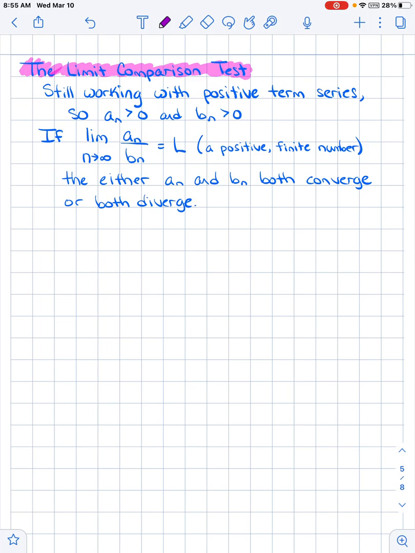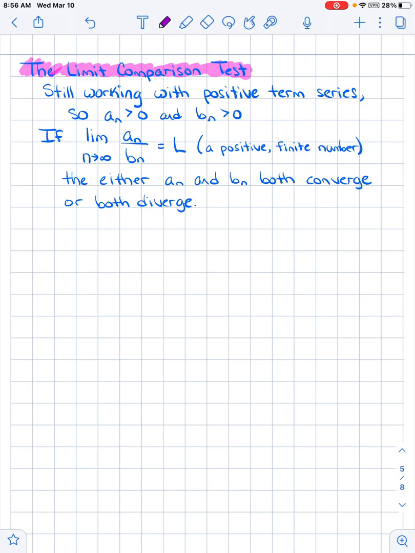Okay, our last test for positive series, this one's called the limit comparison test. The last one was a direct comparison. This one is the limit comparison test. So we're still working with positive term series. That means that a sub n and b sub n are both greater than 0, no negative terms.